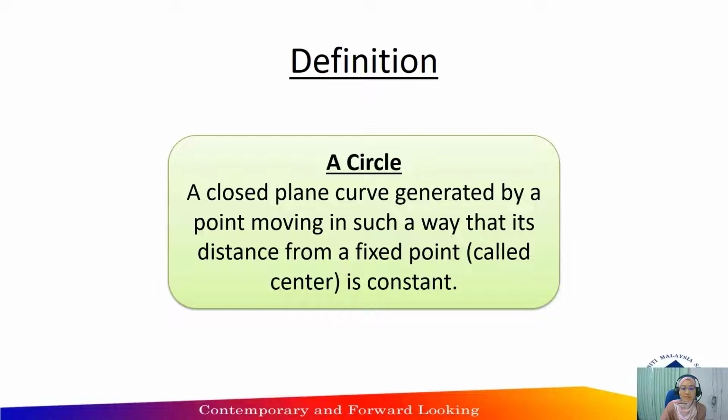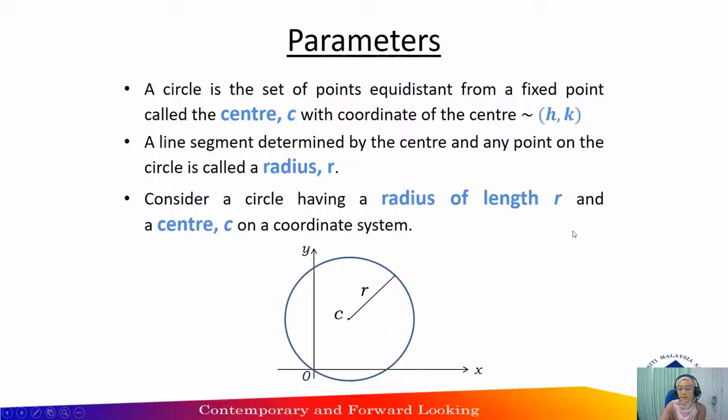A circle is a closed plane curve generated by a point moving in such a way that its distance from a fixed point called the center is constant. So a circle is the set of points equidistant from a fixed point called the center C, with coordinates h, k. A line segment determined by the center and any point on the circle is called the radius r. Consider a circle having a radius of length r and a center C on a coordinate system.